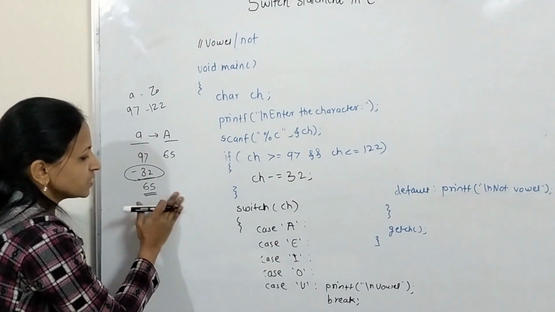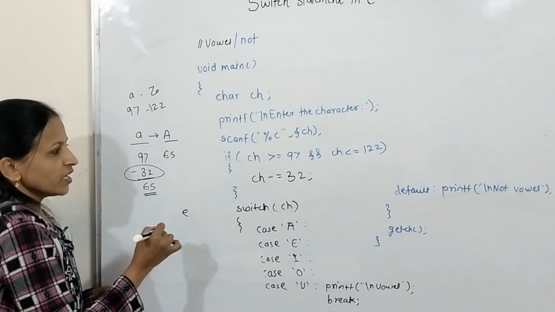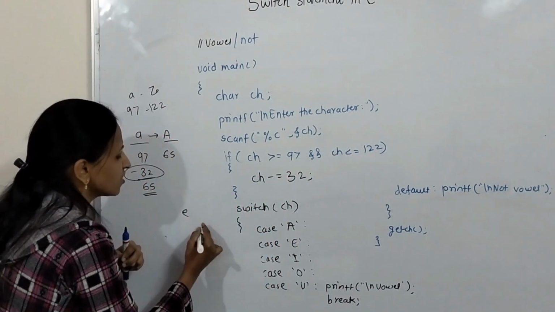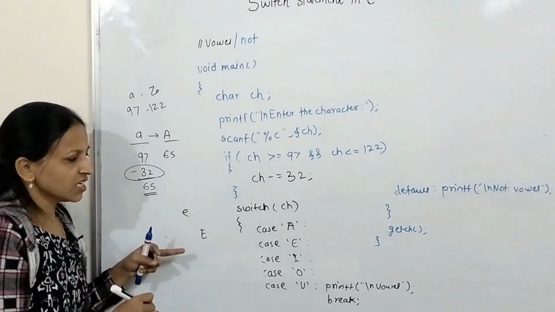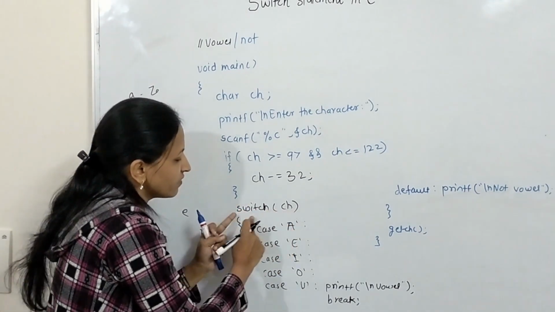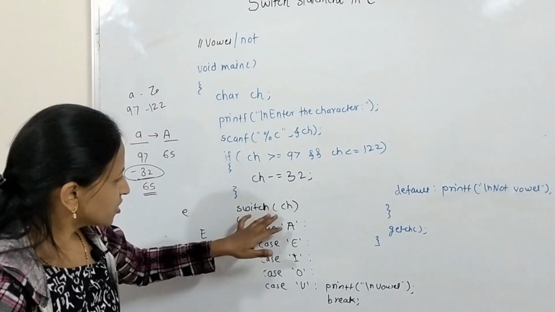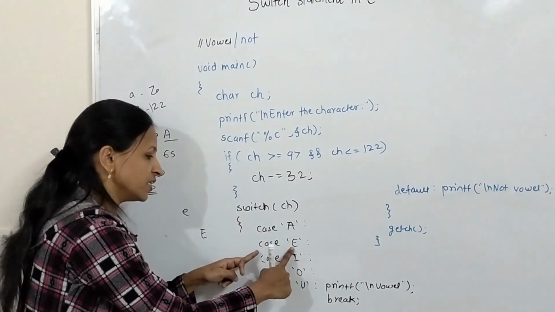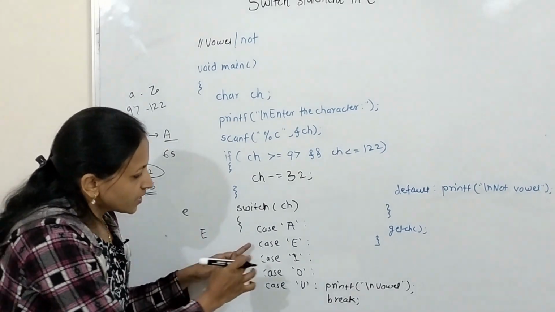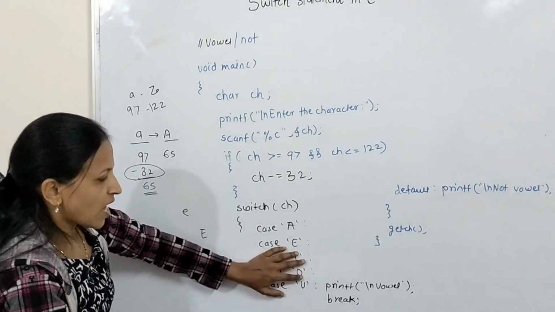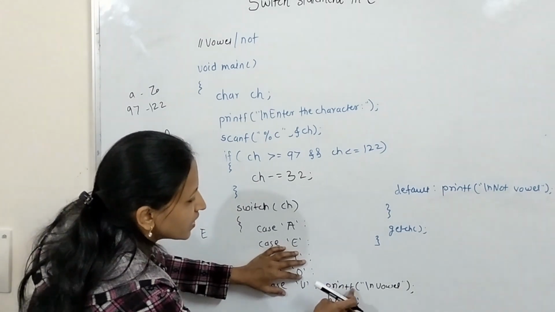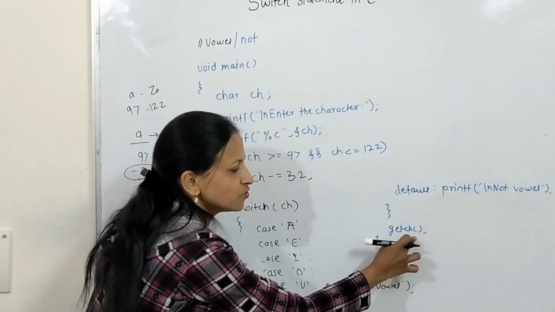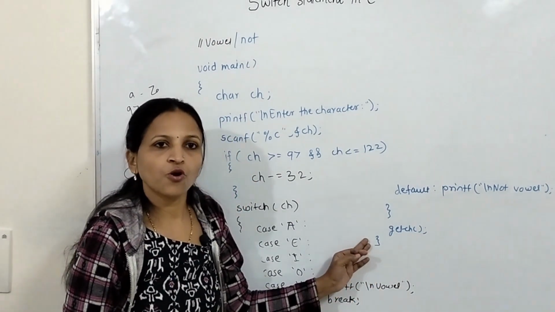Suppose the user enters small e, then what will happen? This condition will become true and that character will get converted to capital E, and see, whenever control comes here, it will check ch equal to A, no, ch equal to E, yes, it is true now. That's why it will skip this part and come directly here and execute this printf vowel and break. It will come out of that switch and directly execute getch and stop.